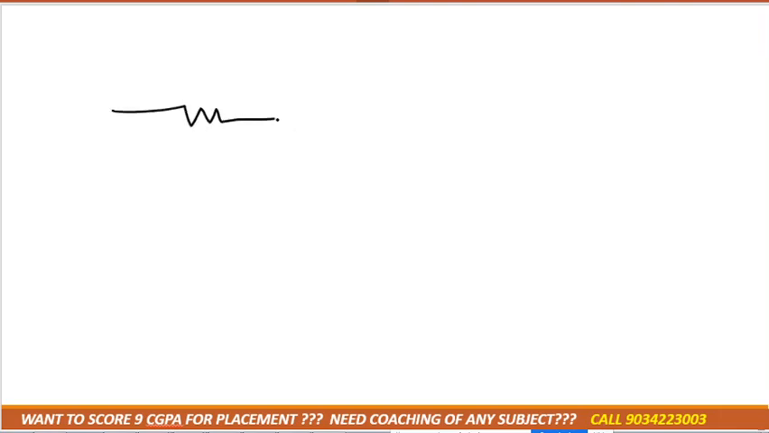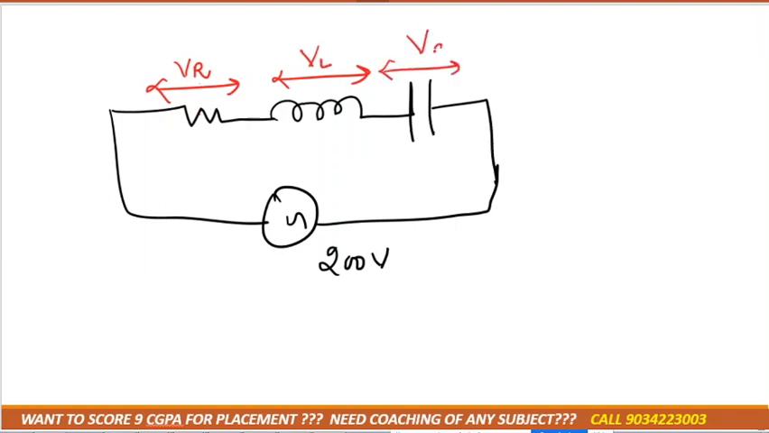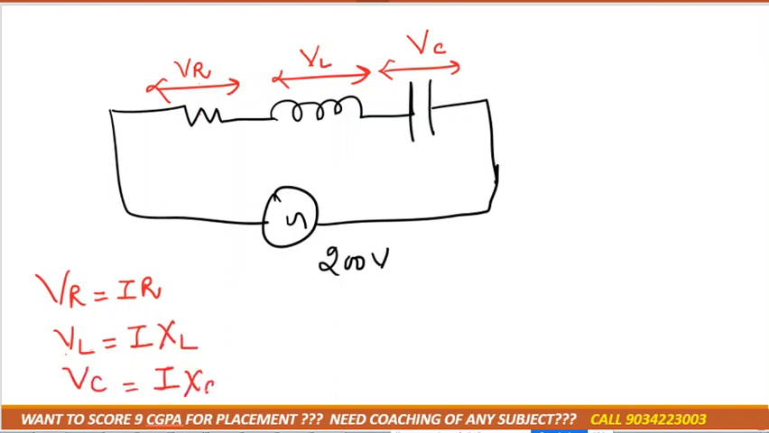Like suppose we are having resistor, inductor, and capacitor. Okay, we applied a total voltage over there as 200 volt, correct? Now the voltage drop across the resistor can be denoted by VR. Voltage drop across the inductor can be denoted by VL, and voltage drop across the capacitor can be denoted by VC. So VR would be equal to I into R, VL would be equal to I into XL, because inductor resistance is now XL. Okay, VC is denoted by I into XC. Clear?